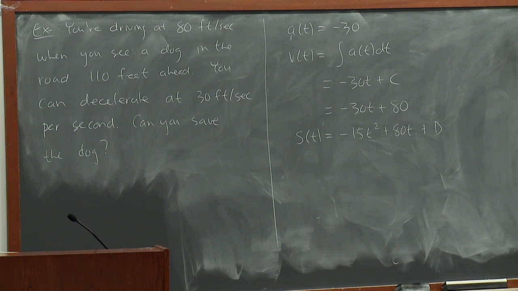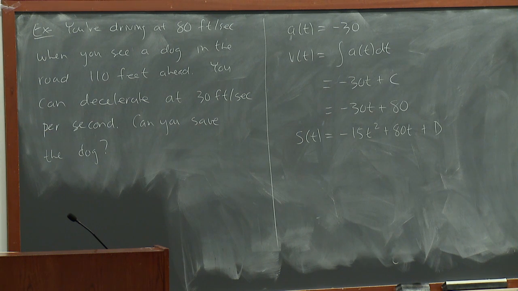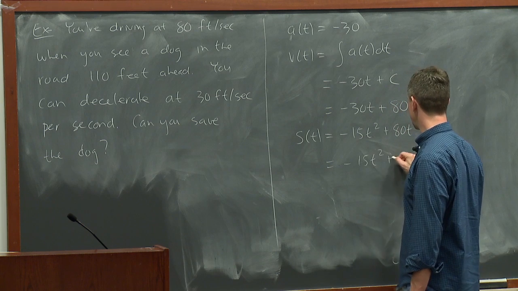Minus 15t squared plus 80t plus d. Now we don't know officially where we are, but we can choose d to be something convenient. We could choose d to be 0, in which case the dog will be at position 110. If you chose d to be 5, the dog would be at position 115. So you can choose d to be any number you like, and then the dog will be 110 feet ahead of that. So let's just say that d is 0, and we'll just say minus 15t squared plus 80t.